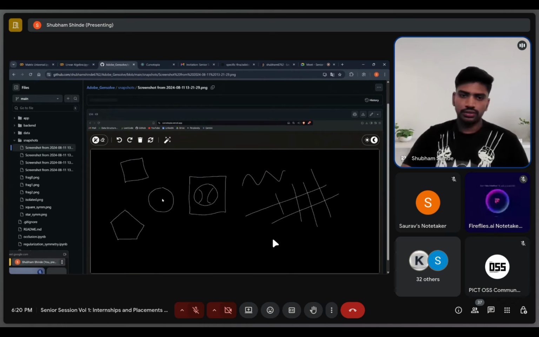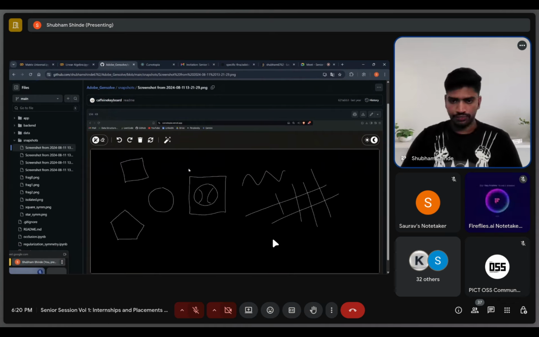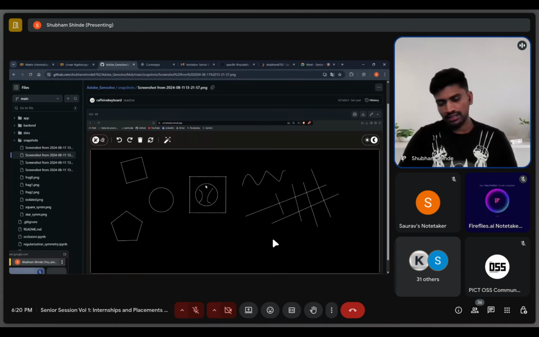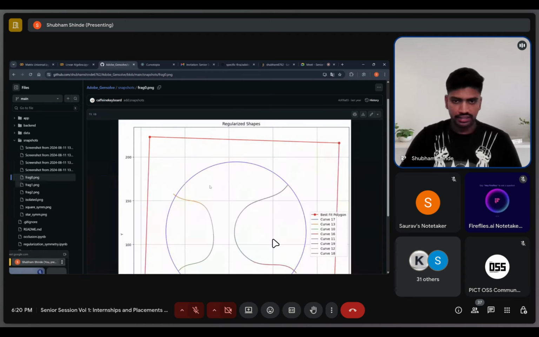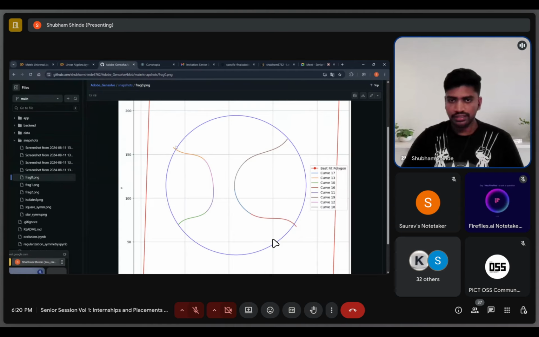Okay. So this is simply an example. Here you can see that multiple shapes are drawn, and you can see that its output is like a regularized shape. Similarly, here are the test cases. They have provided a set of Bezier curves. So this is the output.